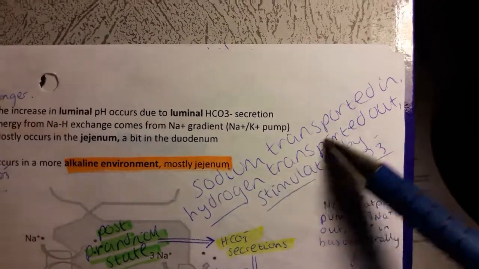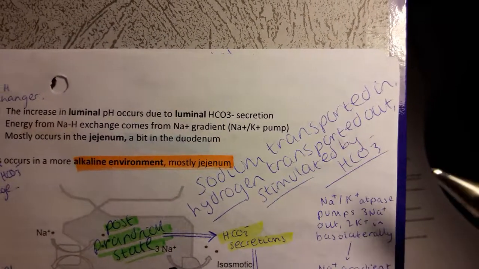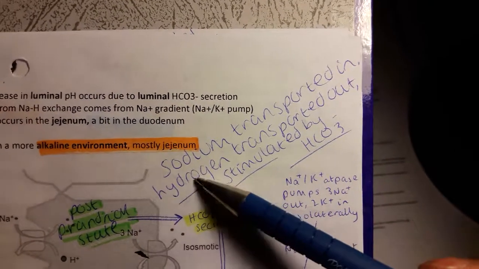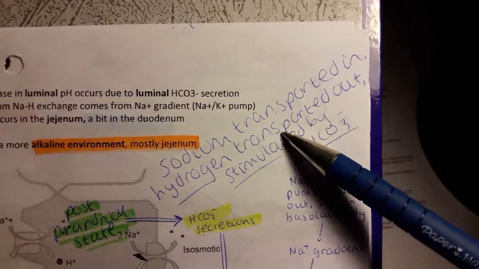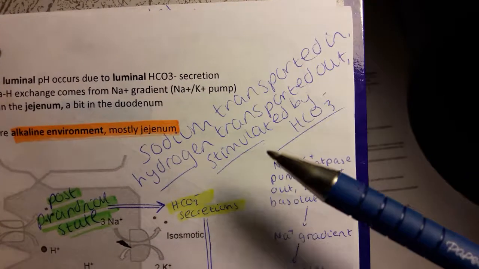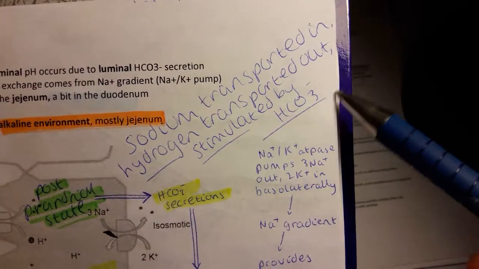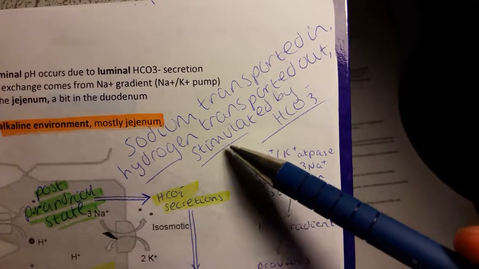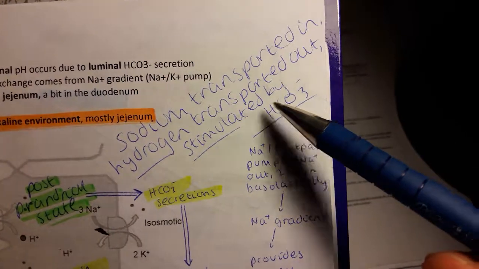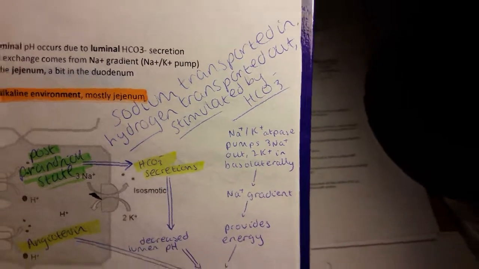The next way that sodium is absorbed is through the use of a sodium hydrogen exchanger. The sodium is transported in and the hydrogen is transported out. Now, why would you want to pump protons out into the intestines? Well, it's to neutralize the bicarbonate secreted by the pancreatic duct cells. So it's stimulated by the bicarbonate, and this causes sodium transport in, hydrogen transport out.